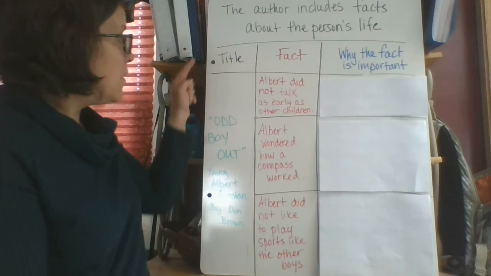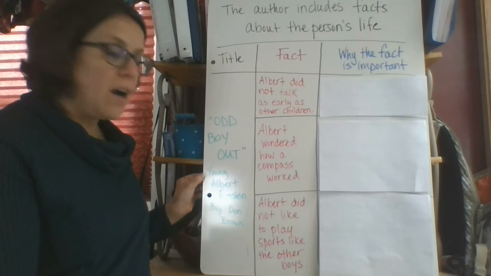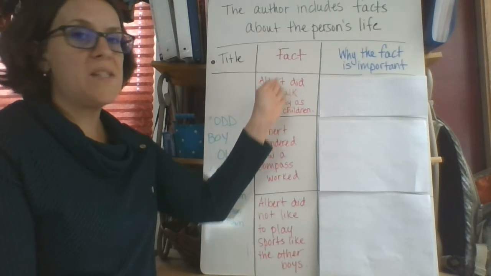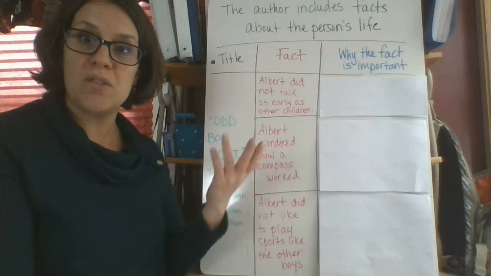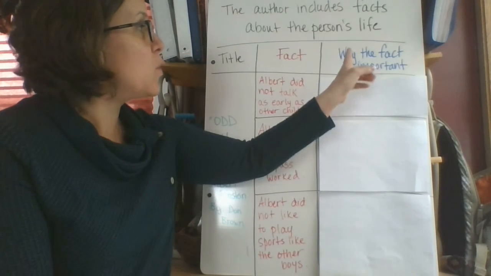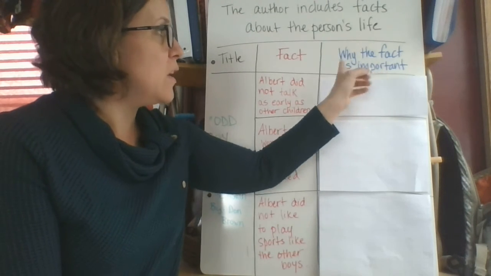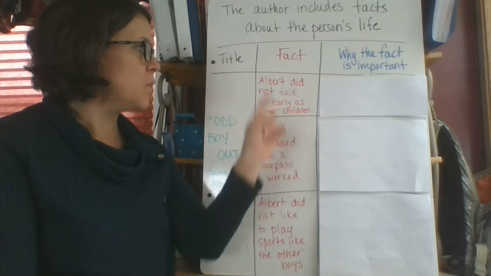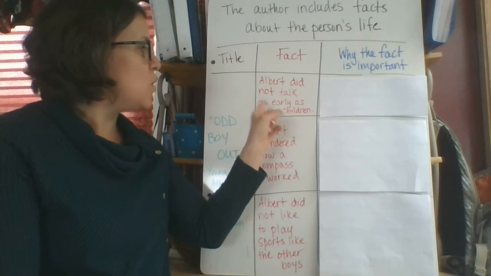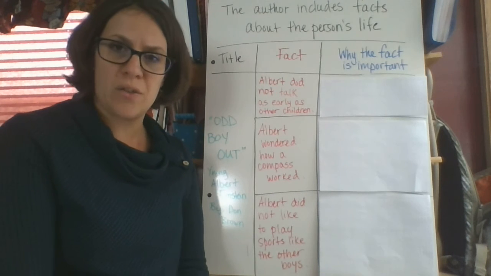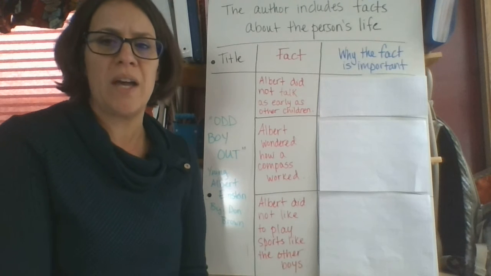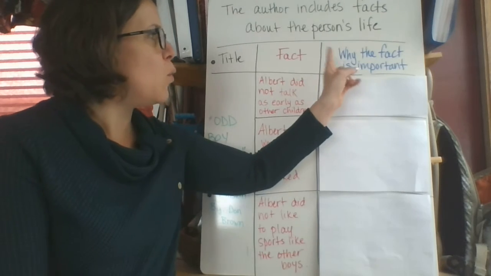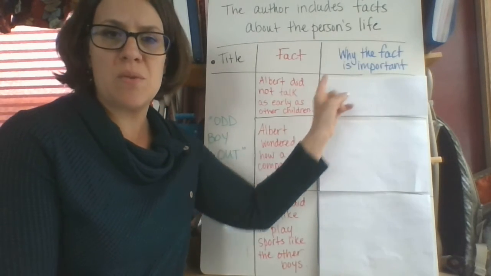So like I said, the title of the book is Odd Boy Out, Young Albert Einstein by Don Brown. We're going to look at some facts that the author thought was important to include about the book. And then we're going to talk about why we think that fact was important. So let's start. Albert did not talk as early as other children, and the author chose to put that fact in there. So let's think about this for a minute. Let's think about why that fact is important.